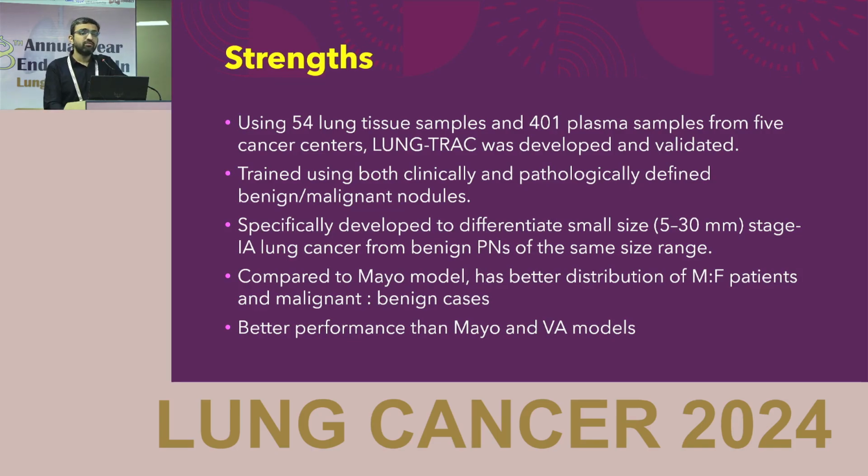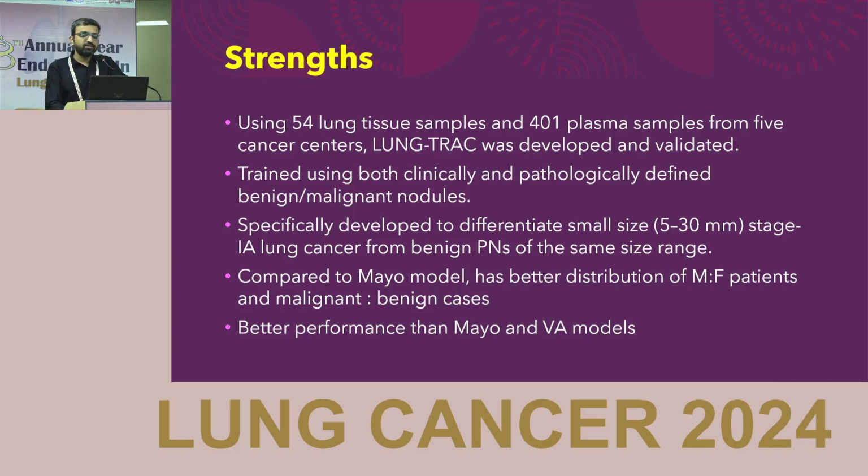So this model used 54 lung tissue samples to identify the methylation patterns and the proportion of differential methylation. And then it was constructed on the basis of 401 plasma samples from the 5 centers. So it was a multi-center study. It was trained using both clinically and pathologically defined benign and malignant nodules. So what I mean to say is, sometimes in clinic we usually label a lung nodule as benign or malignant non-invasively also, based on the rate of the growth of that nodule and evolution over time.